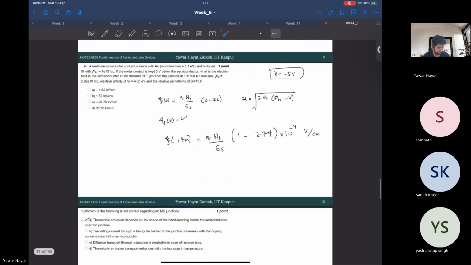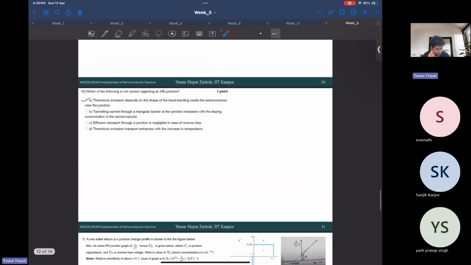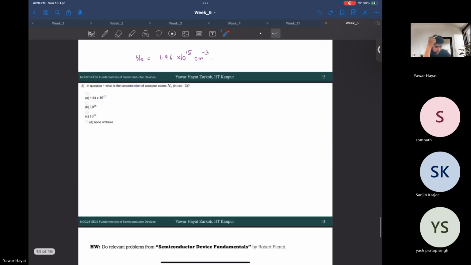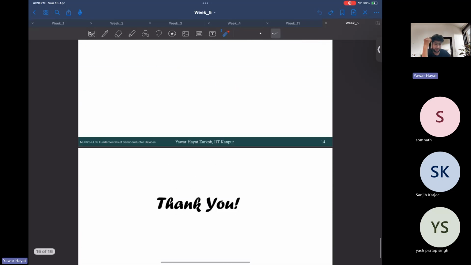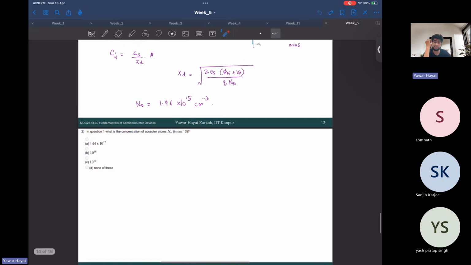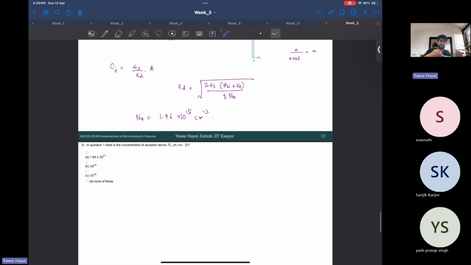Yes. And it was thermionic emission that depends upon the shape of the band bending inside the semiconductor near the junction. Yeah, that's it. The rest of the problems, you guys have a look and then you can let me know if you have any doubt.